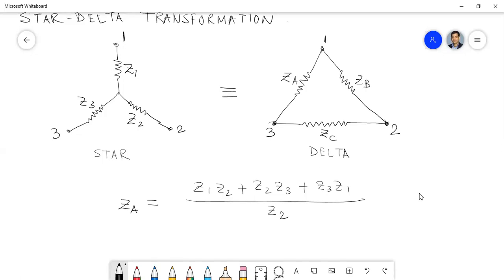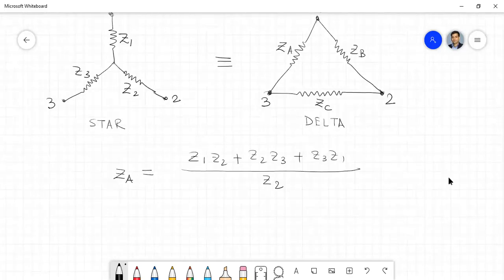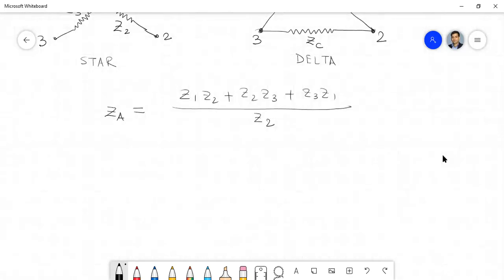The Z2 will be in the denominator and in the numerator all the products will be there. All the possible two-term products will be there in the numerator. Two terms for product means Z1 Z2, Z2 Z3, Z3 Z1. Got my point? Can you tell me what will be the expression of ZB in a similar way? Quick.